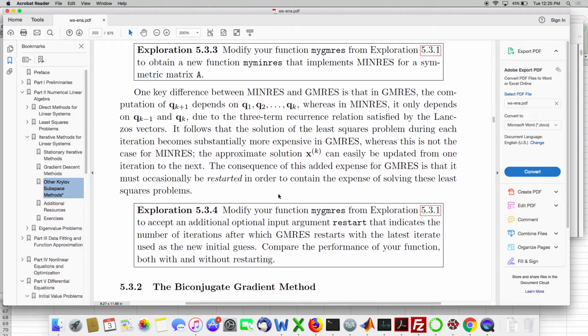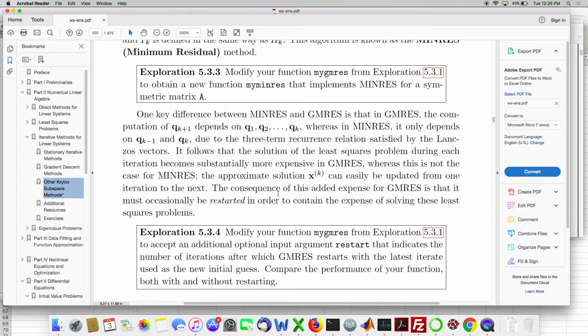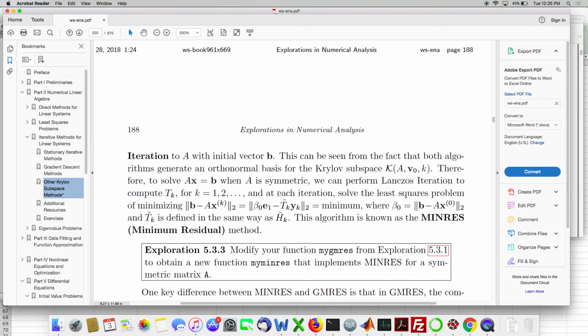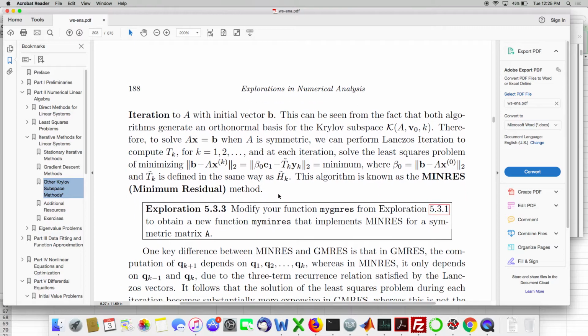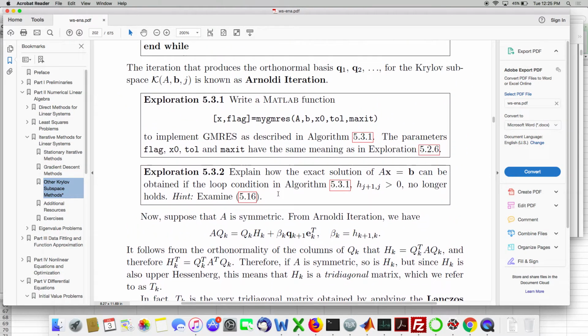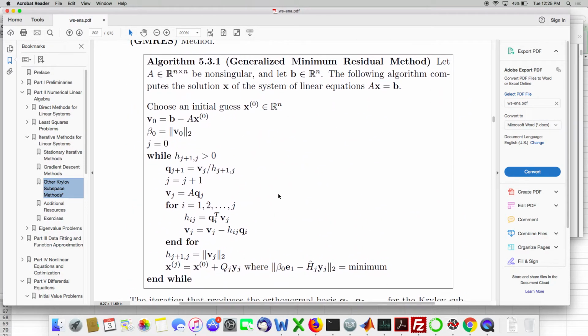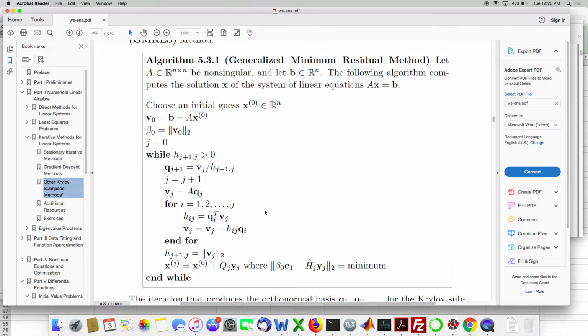And I have the algorithm. Oh, I don't. That's evil of me. That's strange. I thought I had it in here. Although what's really happening here is a special case of GMRES just applied to a symmetric matrix. So this is the algorithm.